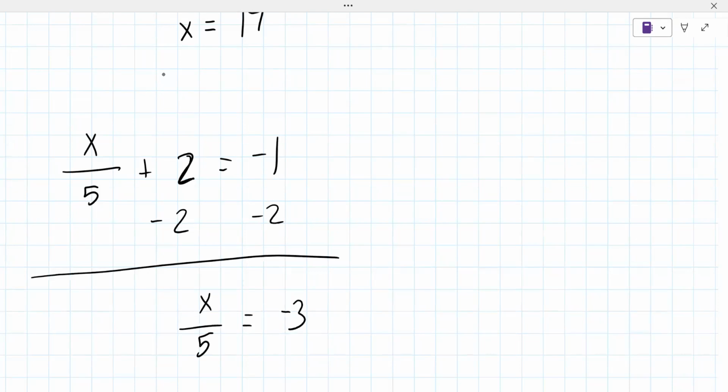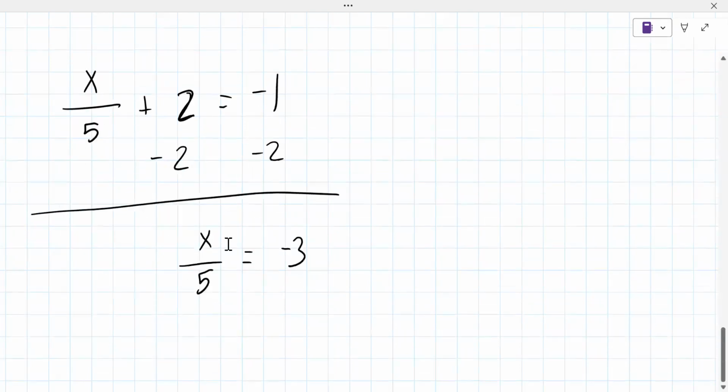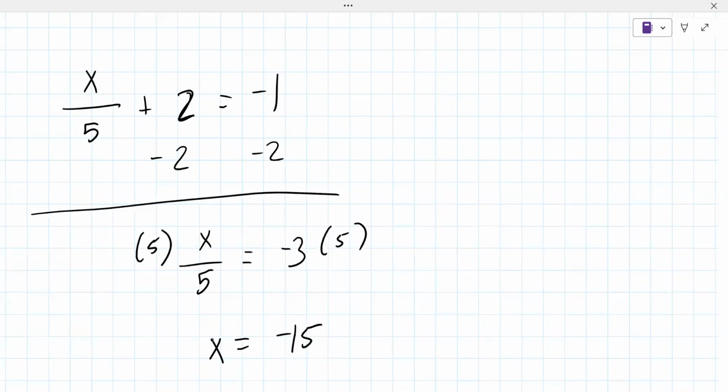Now what do you do to solve for x? Now you need to multiply. What do you multiply that by? It equals -15. -3 times 5. Do you multiply both sides times 5? Yep. Okay, let's look at another one here.